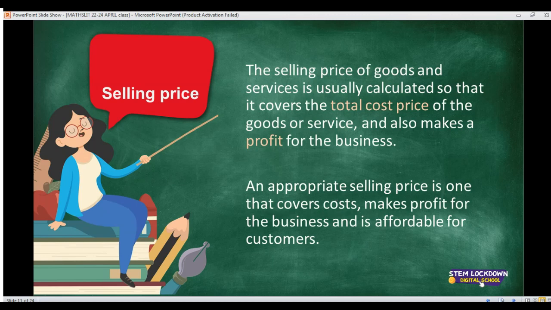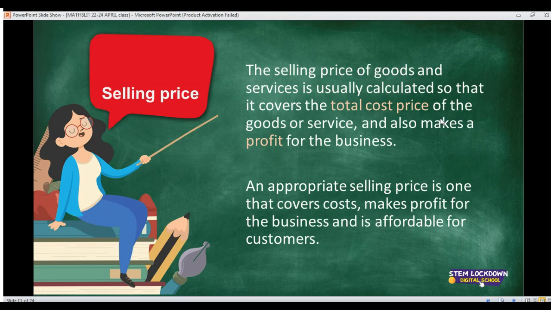The selling price of goods and services is usually calculated so that it covers the total cost price of the goods or services and also makes a profit for the business. So selling price calculation includes what? It includes the cost price. It also includes the profit. With cost price, it included the production cost and fixed cost. But selling price now is the total cost price you have calculated plus profit, or the markup. This is the added amount you would add to your cost price to make profit, so that you enjoy running the business and you benefit from running the business.